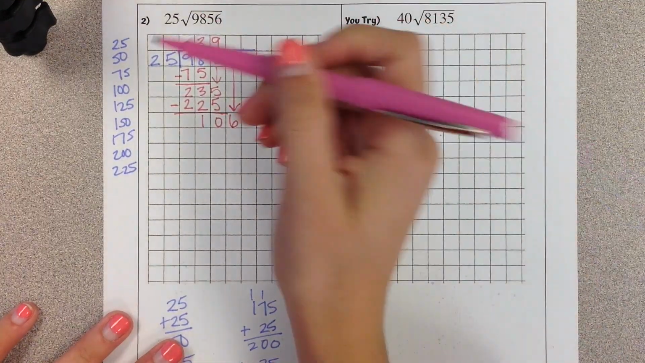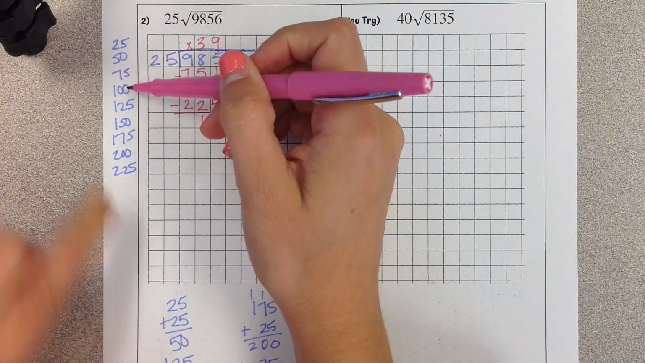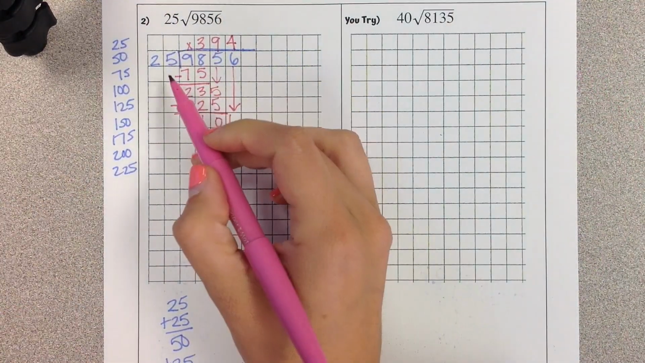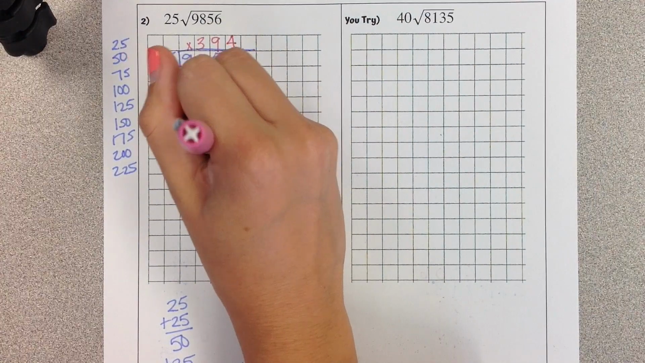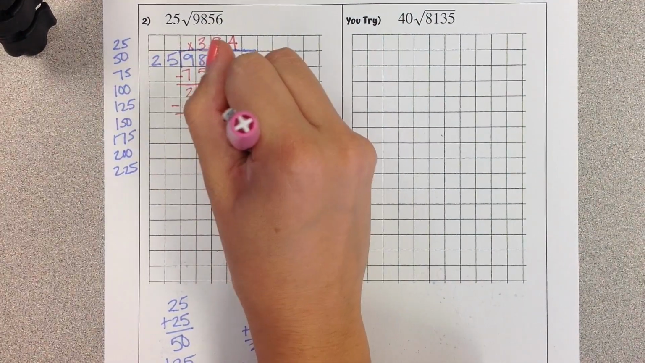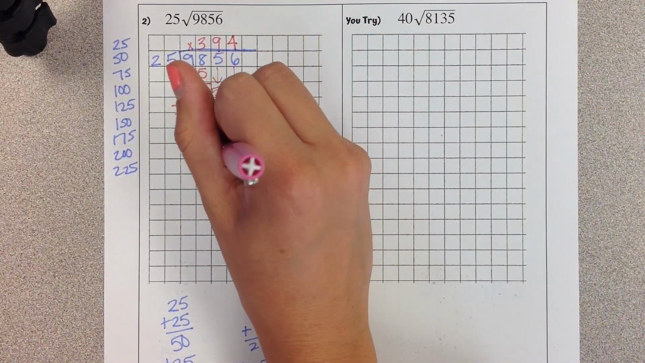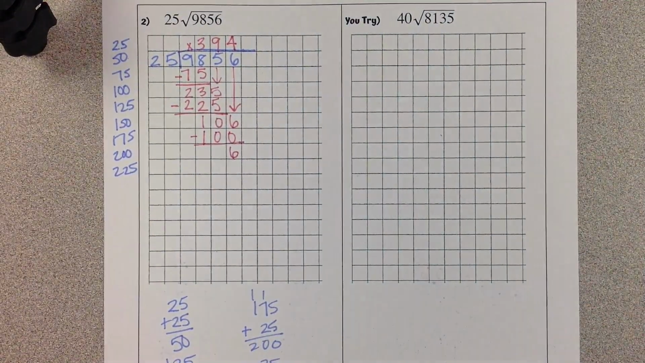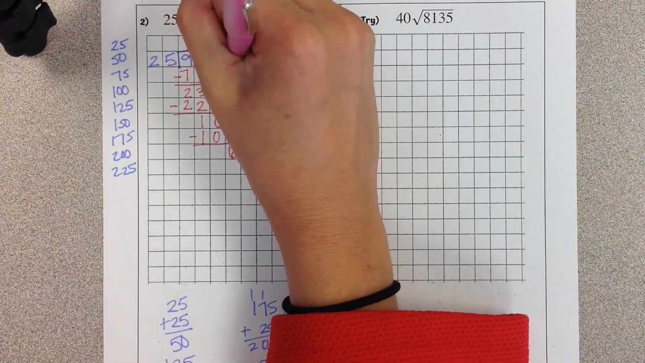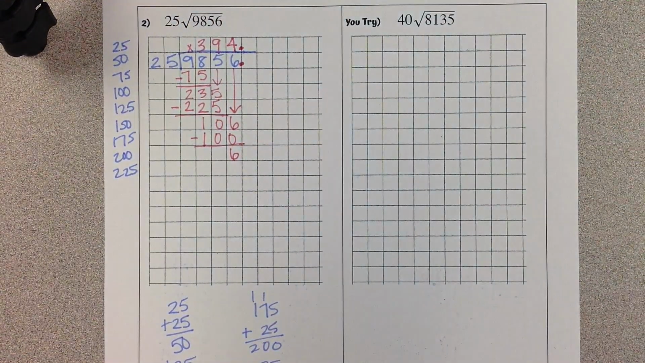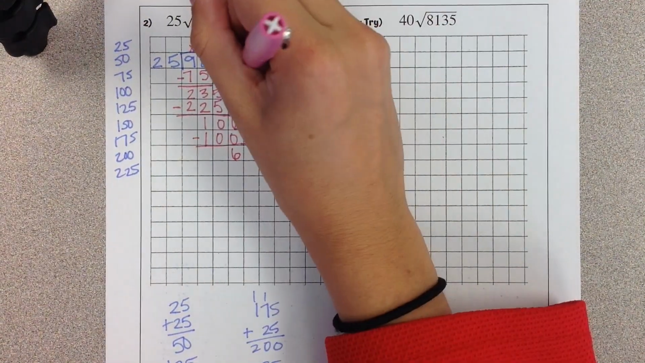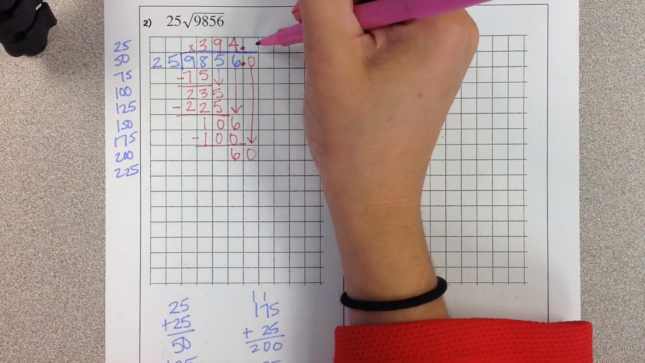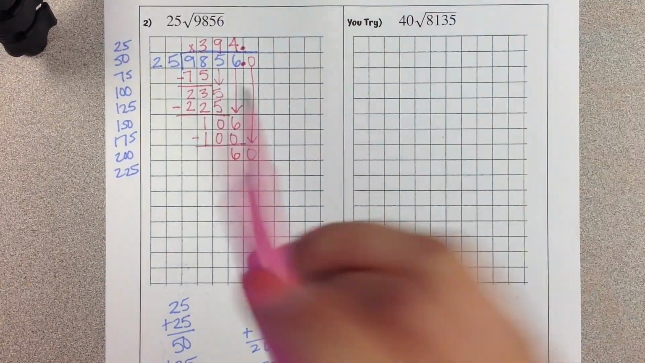25 goes into 106 4 times, because 125 is too big. Now we multiply. 25 times 4 is 100. Then we subtract. 106 minus 100 is 6. Okay, we've got a remainder. We don't have anything to bring down, so this is when we have to add our decimals to both the dividend and our quotient. We only add the 0 in our dividend so that we have something to bring down. We wait to write anything up here once we figure out how many times it goes in.